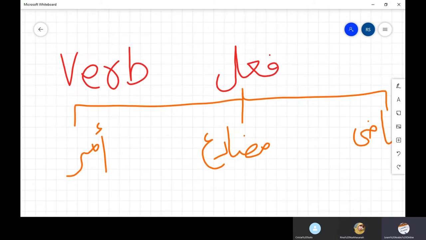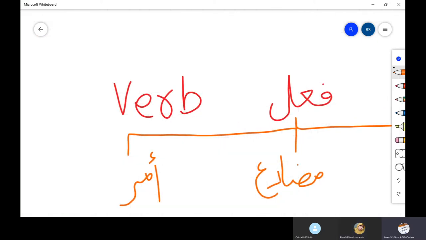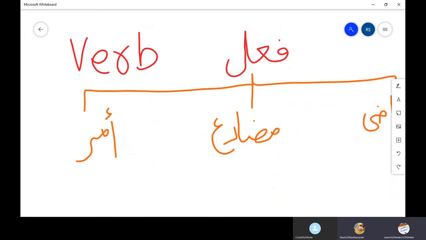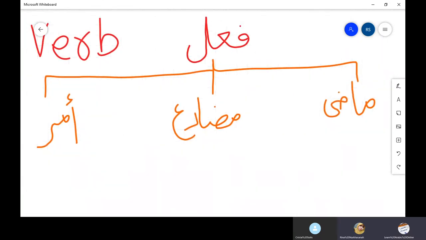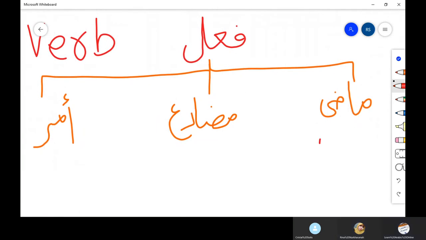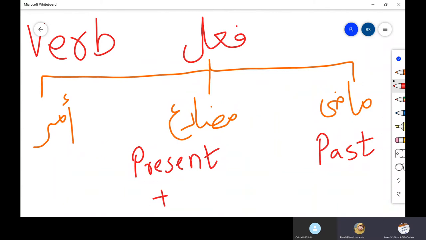Okay, let me tell you what is verb. Any word which shows action is called verb. In Arabic, it is called fi'l. It has the condition that it must show the time also. So the fi'l has three types. First is called mazi, second is called muzari. Do you know what is past? Like past tense, present tense. Yes, that tense. So in English we have 12 tenses.